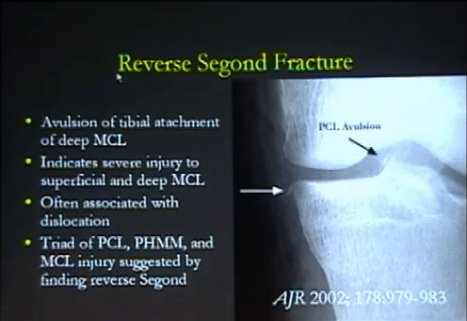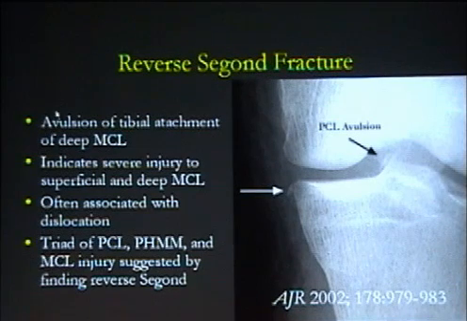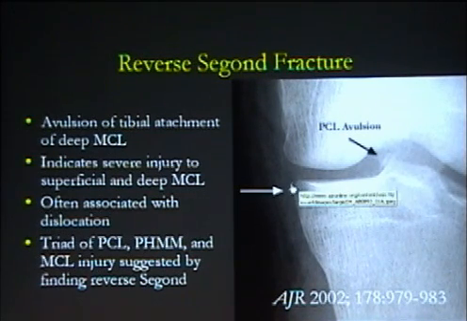This is the reverse Segond fracture. I really like this fracture, so I did want to get a chance to show this to you guys. This is avulsion of the tibial attachment of the deep layer of the MCL. I mentioned the deep layer of the MCL in the last lecture. This is where the coronary ligament inserts down here, or the meniscotibial extension of the medial meniscus.